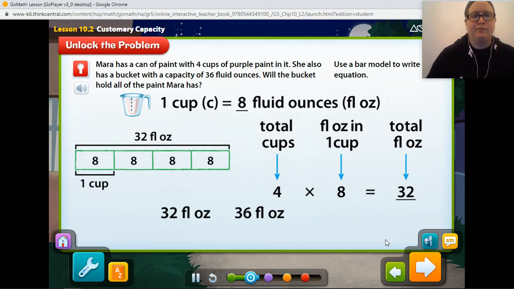Next, you need to compare this amount with the capacity of fluid ounces the bucket will hold. Will the bucket hold all of the paint Mara has? Well, is 32 less than 36? Since 32 fluid ounces is less than 36 fluid ounces, Mara's bucket will hold all the paint.